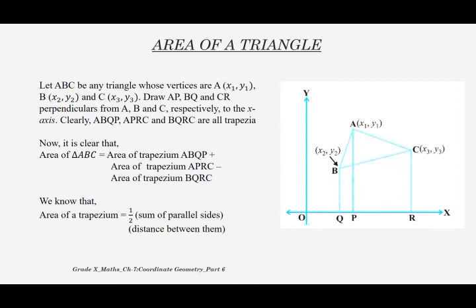Now, ABQP, APRC and BQRC are all trapezia. Trapezia is the plural of trapezium. Now, area of triangle ABC is area of trapezium ABQP plus area of trapezium APRC minus area of trapezium BQRC. Now, we know the formula for area of a trapezium also. Half sum of the parallel sides into distance between them.